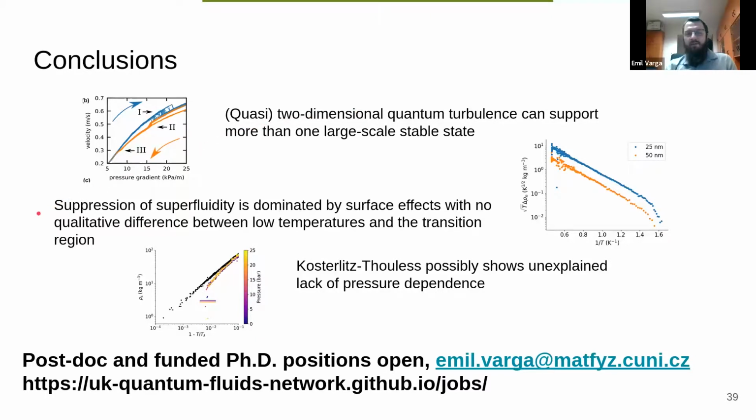We see suppression of superfluidity in strongly confined systems, which is dominated by surface effects, without any involvement, it seems, of the correlation length or the ratio of correlation length to system size. And finally, the Kosterlitz transition possibly shows some unexplained lack of pressure dependence.